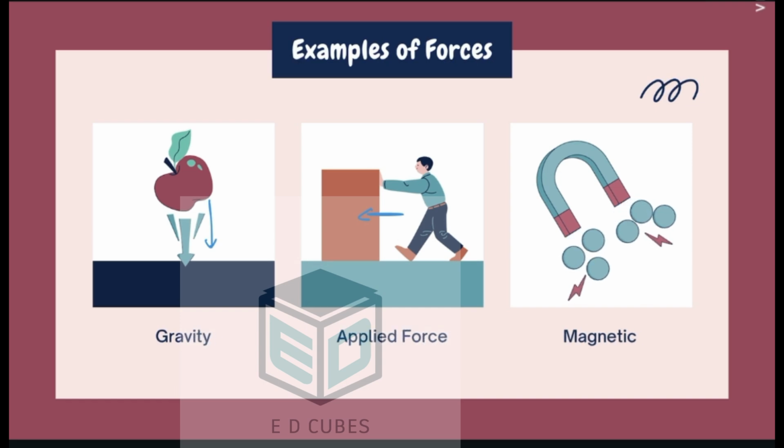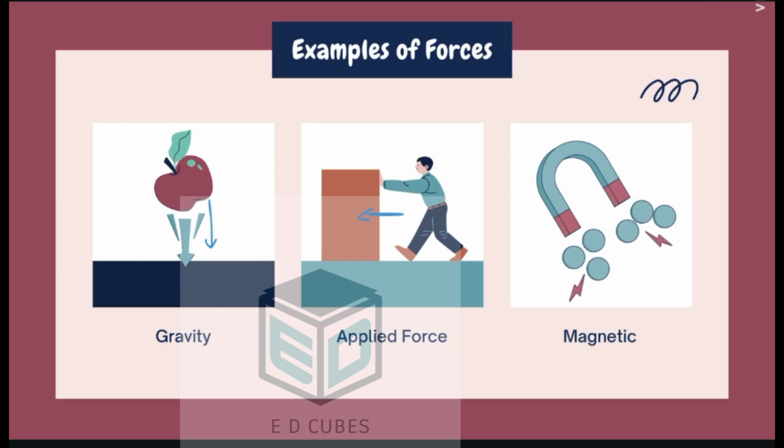Now, various examples of forces. Forces can have many types. When you drop a piece of apple from some height, it comes down and touches the earth. Why? Because the earth is trying to move that piece of apple close to itself. Because of the pull force, and the name of that pull force is gravity. Now in the second figure, there is a wooden block, and a boy is trying to move that wooden block away from him. He is pushing it.